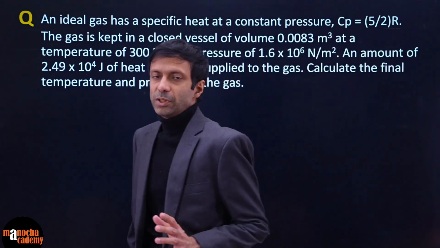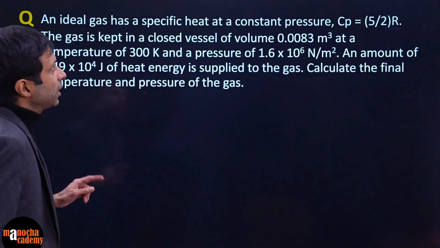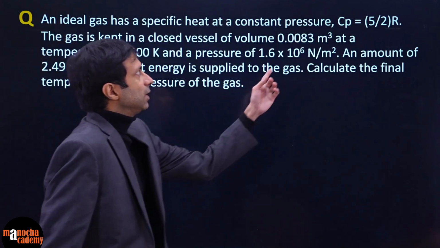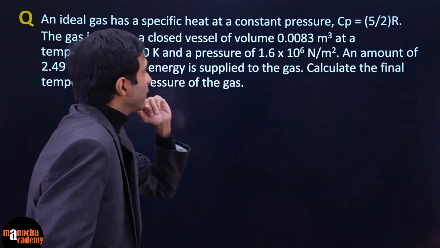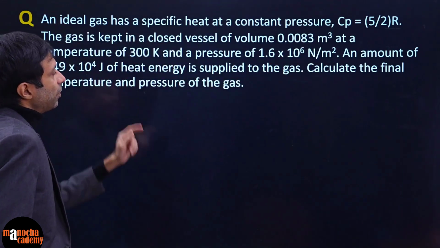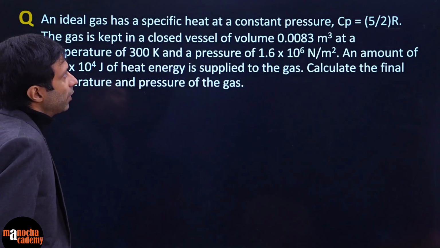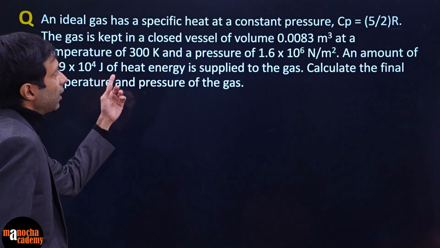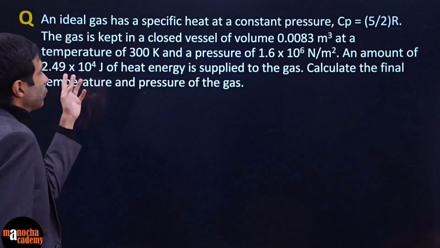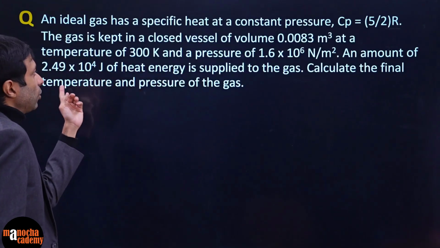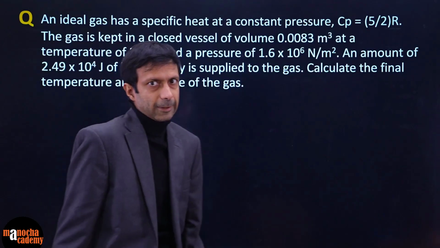So what does this last question say? An ideal gas at constant pressure and Cp is given to you. See, Cp is given 5/2 R. The gas is kept in a closed vessel of volume given to you at a temperature of 300 Kelvin. Pressure is given. An amount of so much heat energy is supplied. Calculate the final temperature and pressure of the gas.